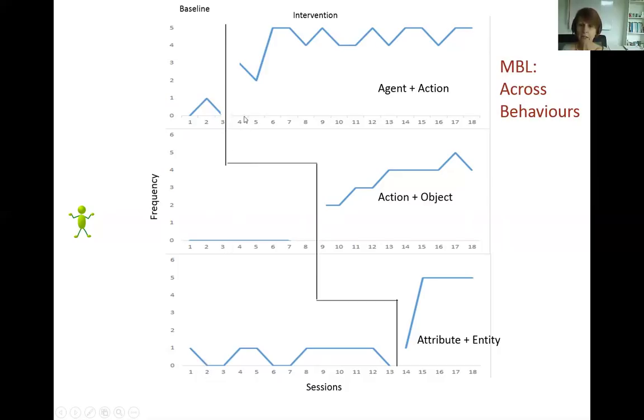We stagger intervention, so we introduce it for agent plus action, but we keep action plus object and attribute plus entity in baseline. Then once we see an effect happening for the first behaviour, we then introduce it for the second, and the same thing. Once we see an improvement, then we introduce it for the third. And so, again, you're seeing treatment effects.